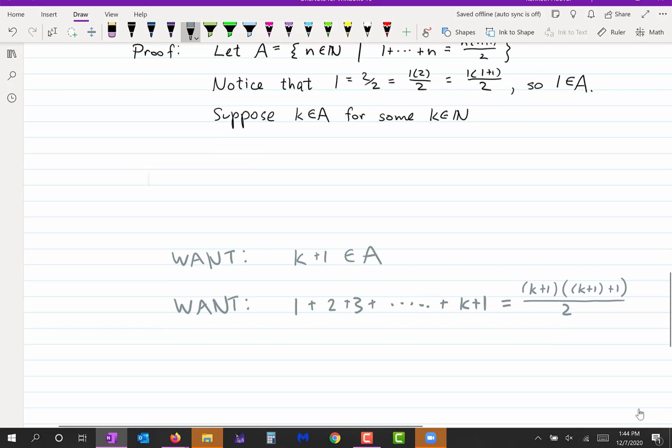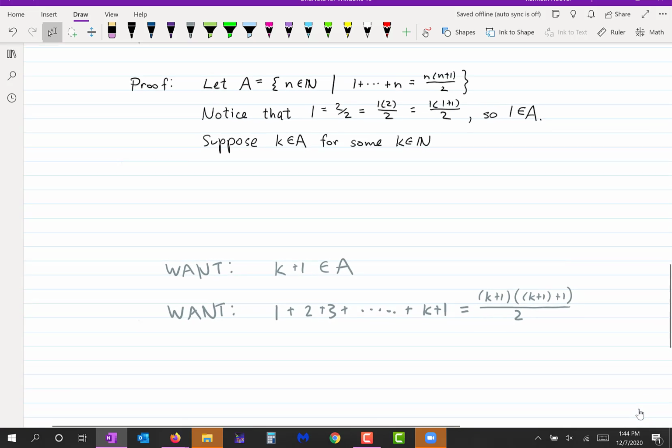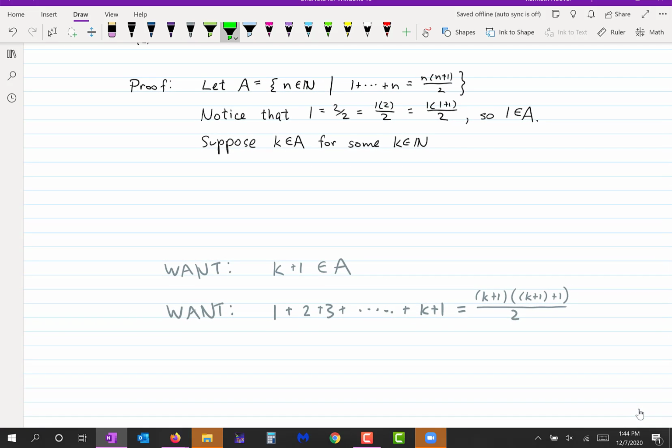Now, I'm going to give you some advice on how to figure this out. This part will almost always be true because of this. So you need to somehow use the fact that K is in A, okay? Now, something else, just some pointers. I would advise you to put parentheses around that K plus 1, even though mathematically they're not necessary. But just to help yourself remember that this is one number.